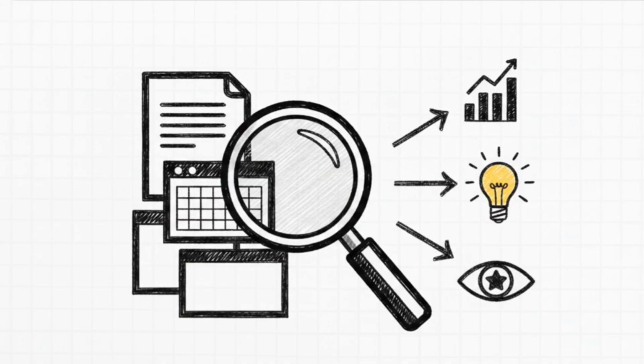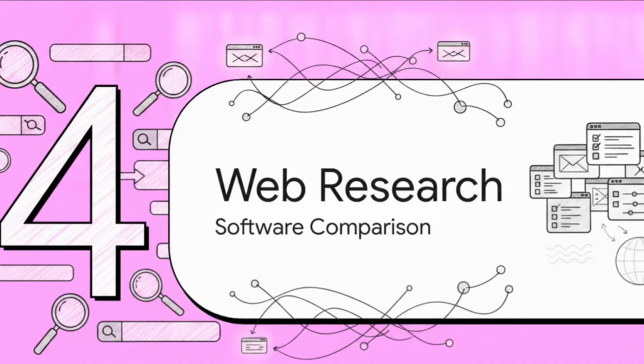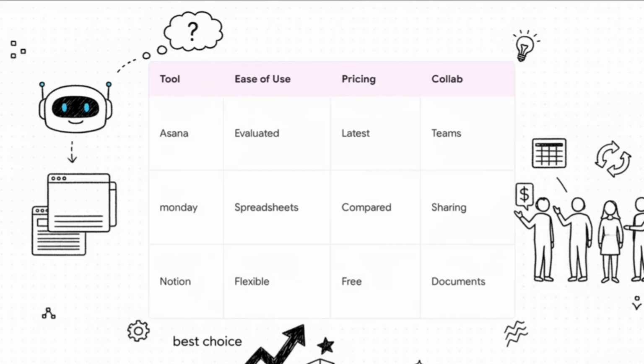Whether it's a PDF, a Word document, a spreadsheet, or even a presentation deck, if you can attach it, the AI can read it and analyze it for you. Okay, Section 4, Web Research, Multi-Criteria Software Comparison. Let's see how this builds into a real-world scenario. Say you need to compare project management tools like Asana, Monday.com, and Notion for a 20-person team.